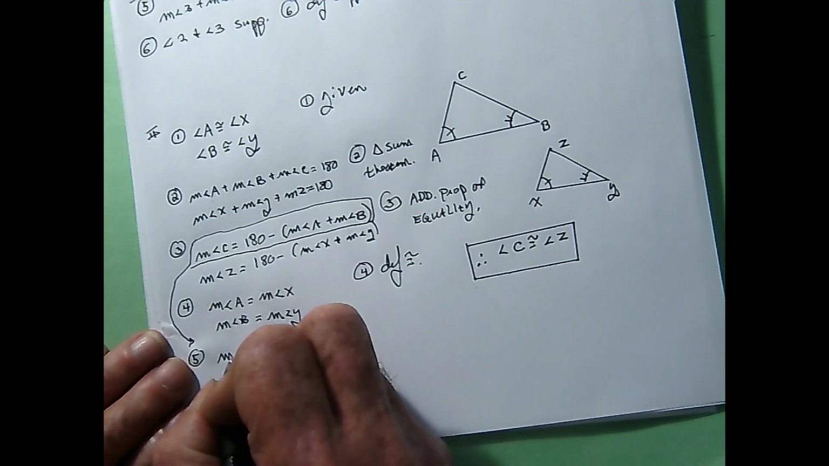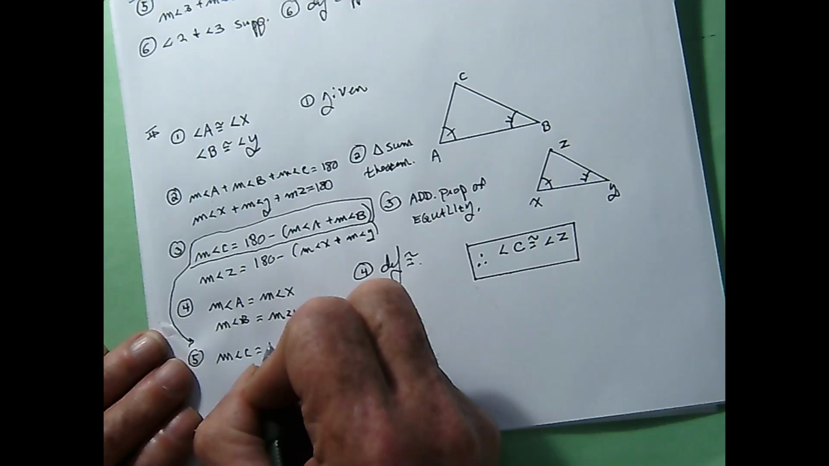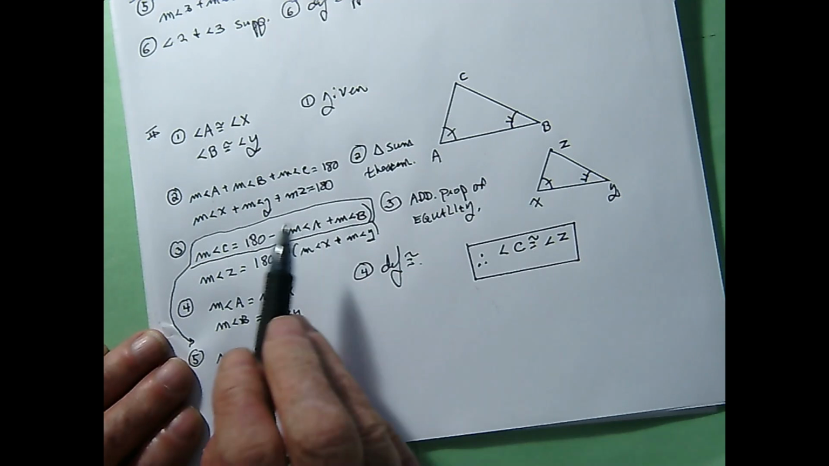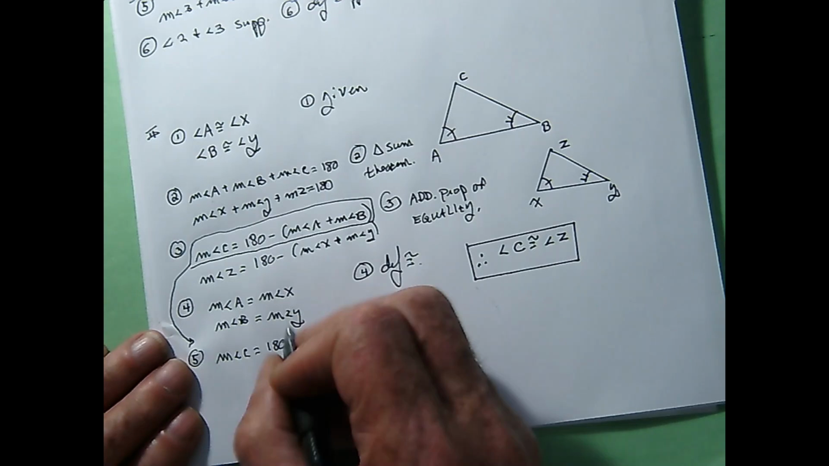The measure of angle C is equal to 180 minus, and in the place of the measure of angle A, something equal to the measure of angle A, you'd have to agree that's the measure of angle X, plus, and in the place of the measure of angle B, something equal to the measure of angle B, and that's the measure of angle Y.